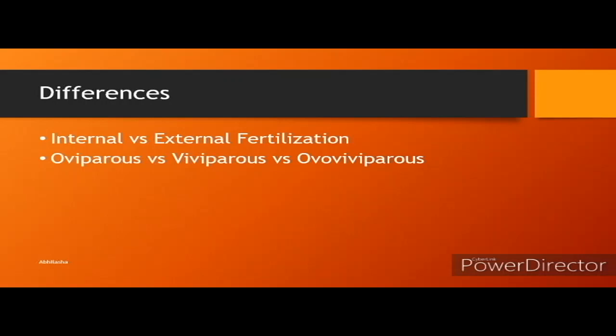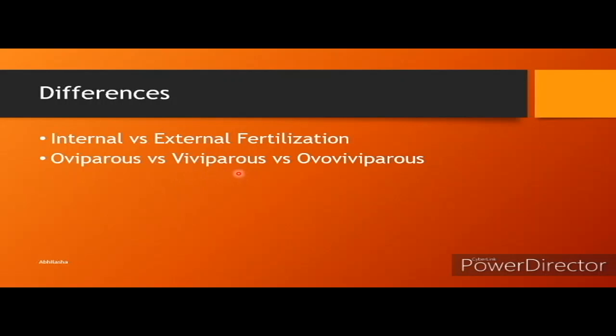The third term that might be new to you is ovoviviparous. Ovoviviparous means organisms which do not lay eggs, but the development of embryo is not provided for by the mother's body. Mother's body only provides the shelter to the developing embryo. Now, how is it made possible? What do you think is there in the viviparous organisms which helps in the development of embryo inside the mother's body?